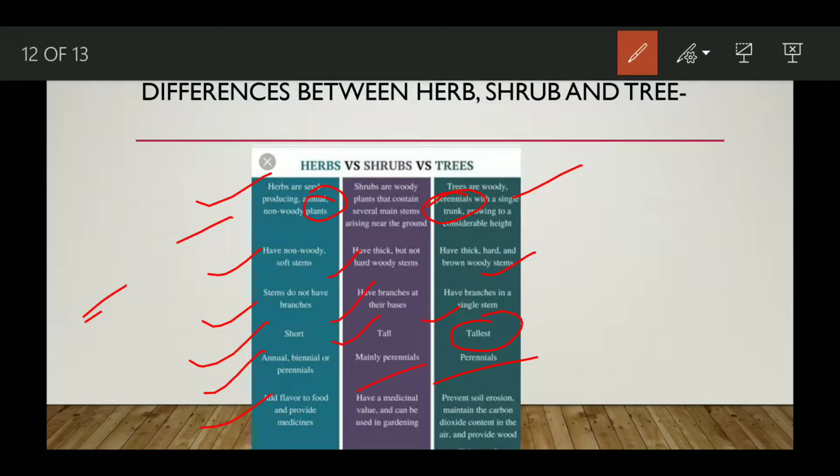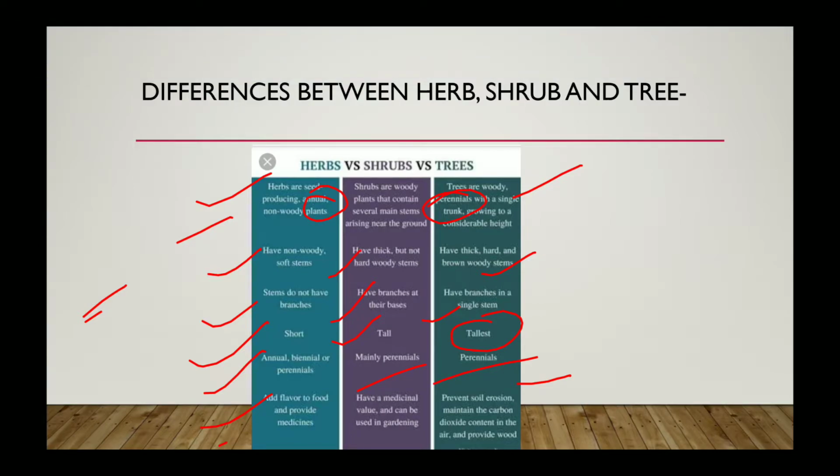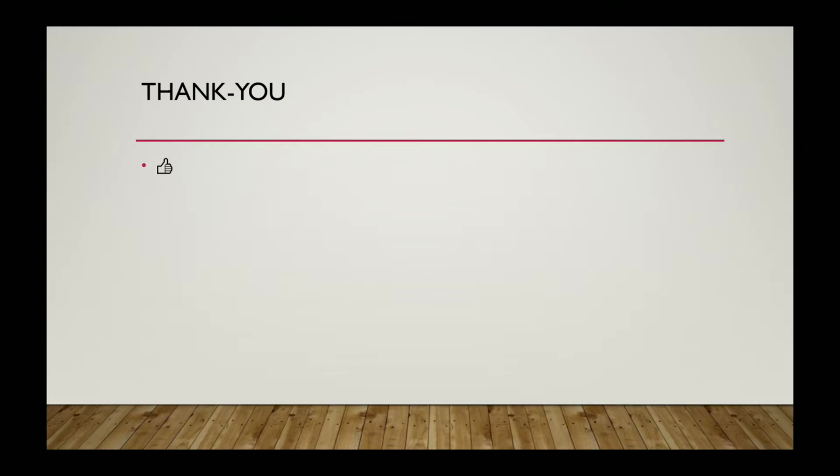The next one is the importance of these plants. Herbs add flavor to food and provide medicines. Shrubs have medicinal value and can be used for gardening. As for the importance of trees, they prevent soil erosion, and they also maintain the level of oxygen and carbon dioxide in our environment. So this is all about the types of plants.